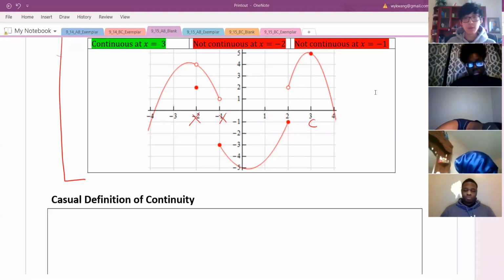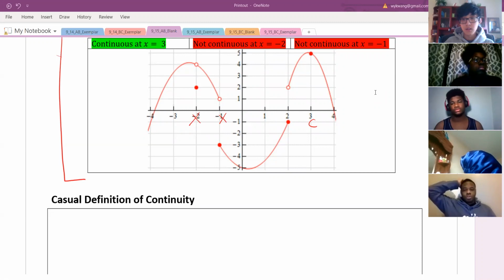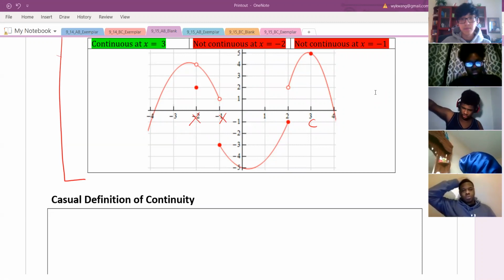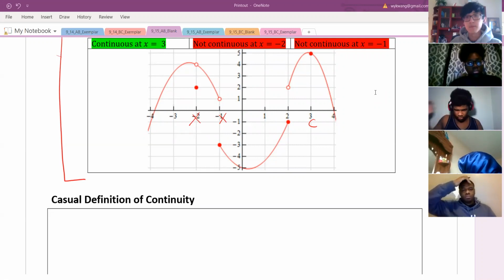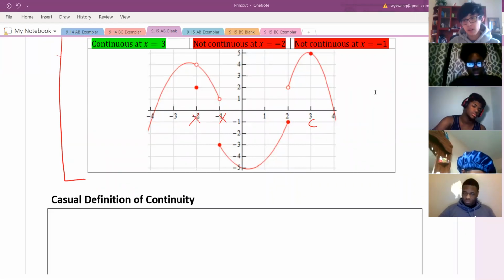So just to clarify, to make sure everyone understands, Jay, would you be able to come off mute and clarify what we're supposed to be doing right now? We're just going to be looking at the graph, and we're going to come up with our own casual definition of continuity. Awesome. Thank you for that. And yeah, that's exactly right. So yeah, 2 minutes. Thank you for that.